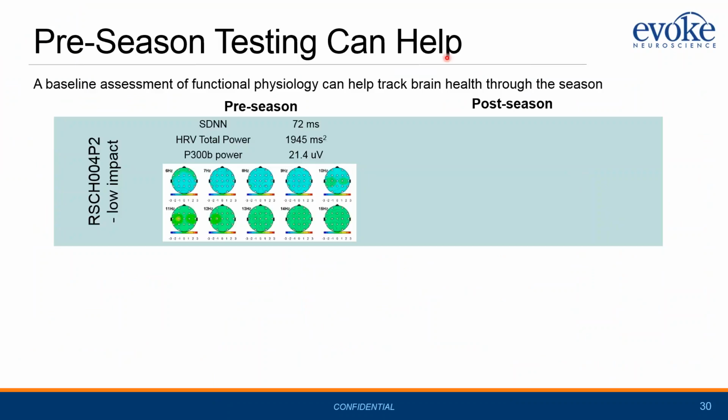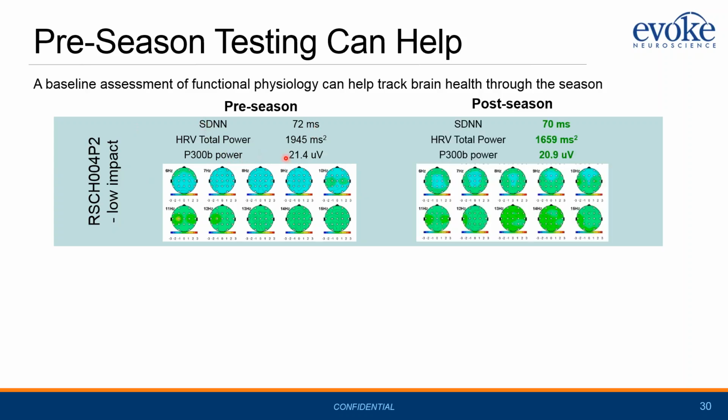So as an example, let's look at a football player that had low impact during the season. These are his preseason results. We see a little bit of low power, but everything's pretty diffuse, nothing to be too concerned about here. Good SCNN, total power, and a P3B.